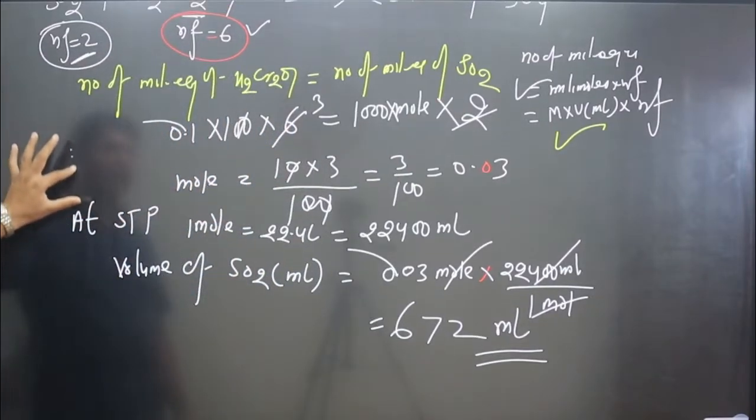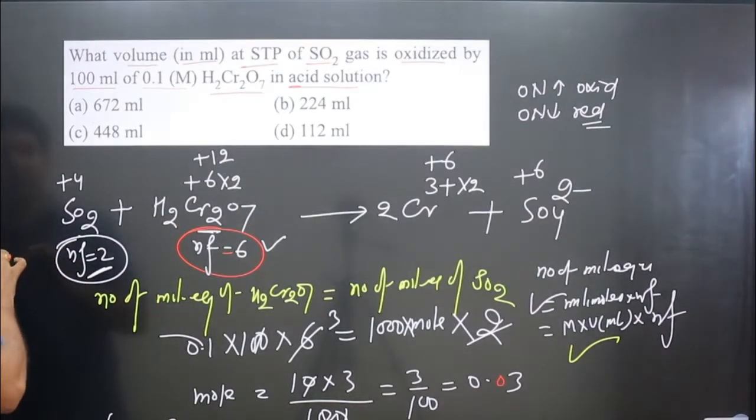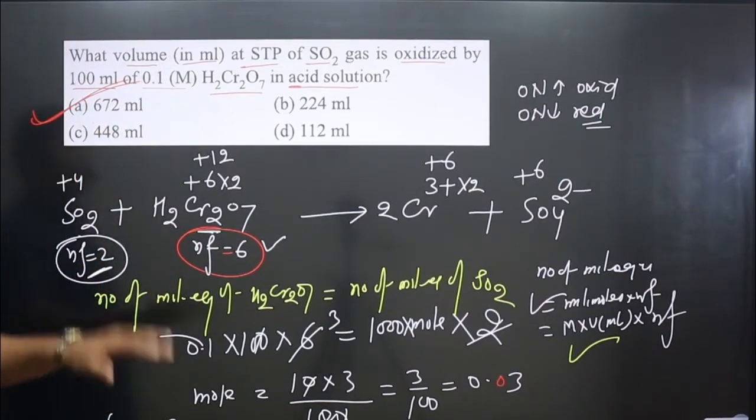A very interesting question. Among the options given here, you can see option A is correct: 672 ml. This much volume of sulfur dioxide will be oxidized by the strong oxidizing agent in acidic solution.